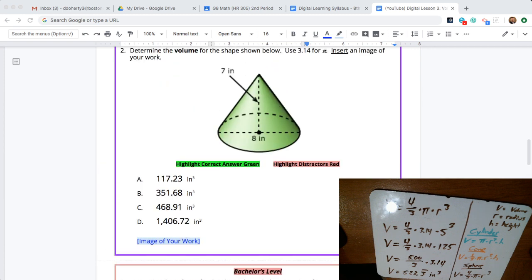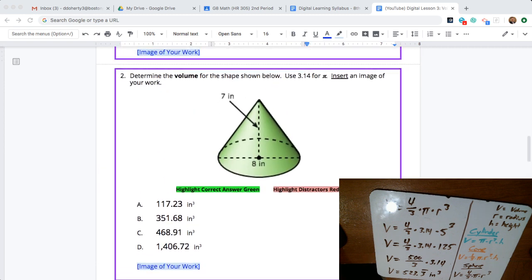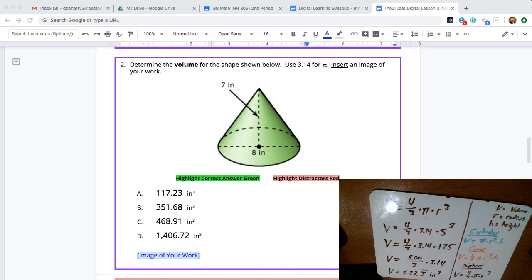So take a little bit of time now that we've worked through that first problem to try to figure out the answer for problem number 2.